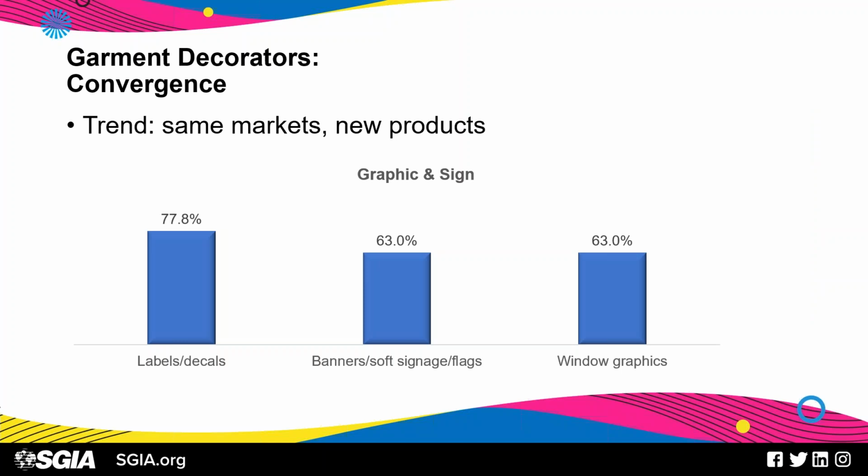We saw that garment decorators also work in the graphic and sign industry. We found that they tend to serve the same markets, but they produce different products. What kind of products do they produce in the graphic and sign industry? Labels, decals, 77.8%. 63% produce banners, soft signage, flags, and 63% produce window graphics. Those are the top products identified by garment decorators who also serve the graphic and sign industry.